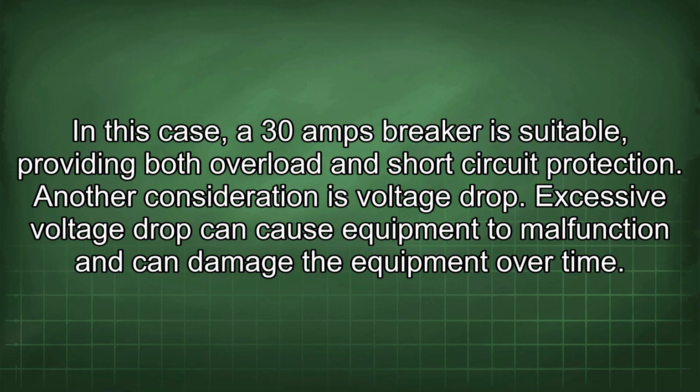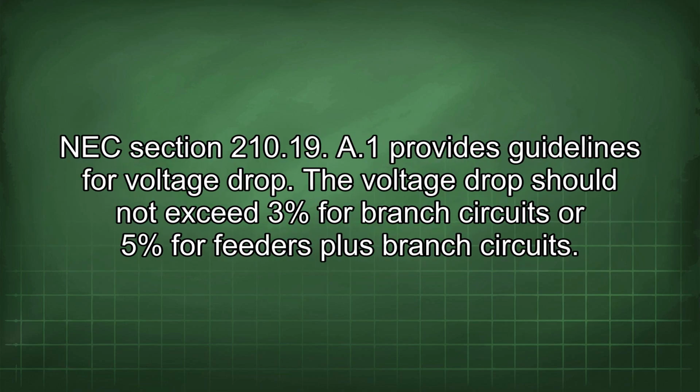Another consideration is voltage drop. Excessive voltage drop can cause equipment to malfunction and can damage the equipment over time. NEC section 210.19(A)(1) provides guidelines for voltage drop. The voltage drop should not exceed 3% for branch circuits or 5% for feeders plus branch circuits.